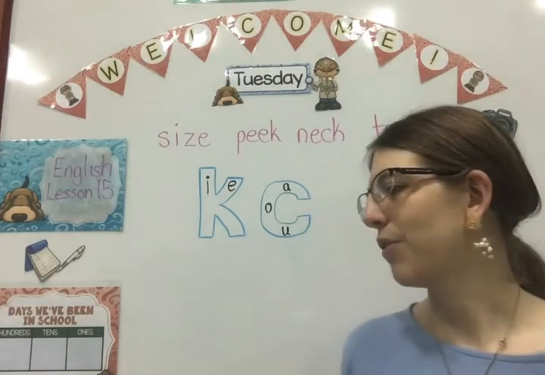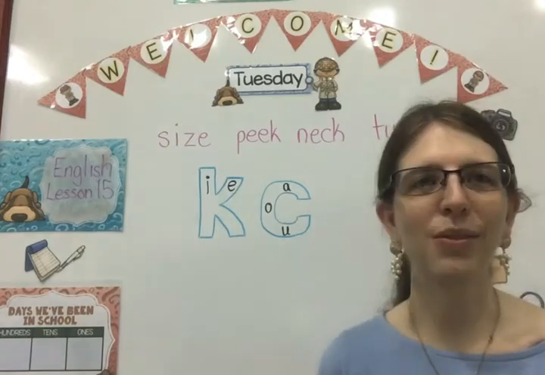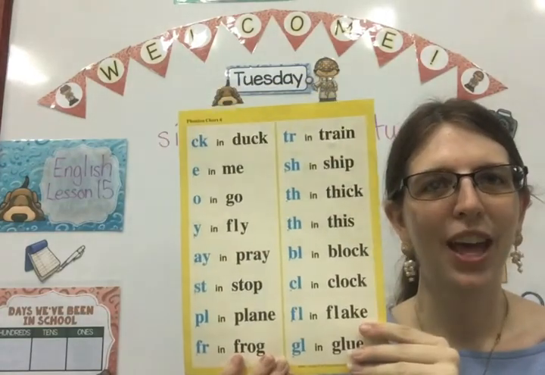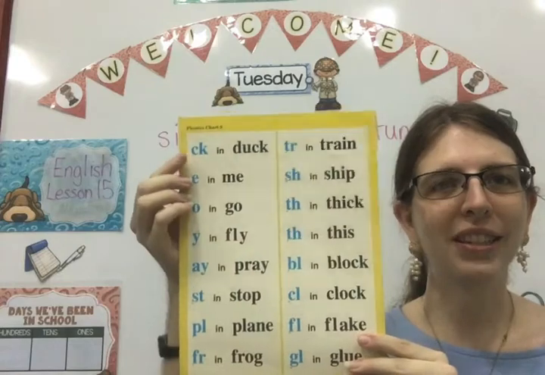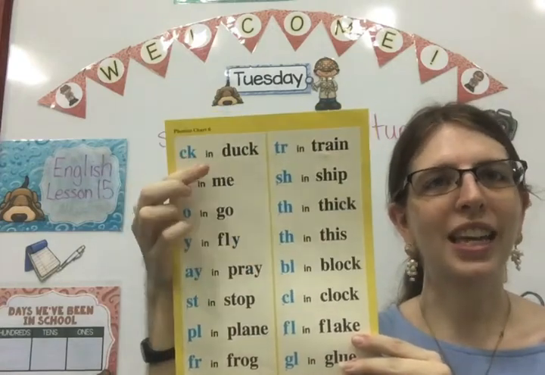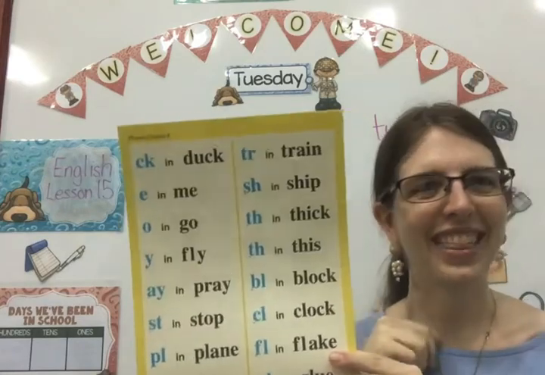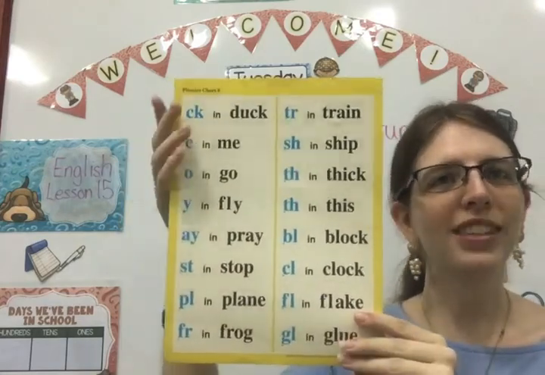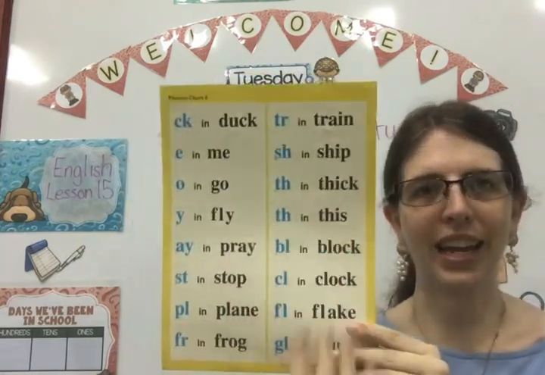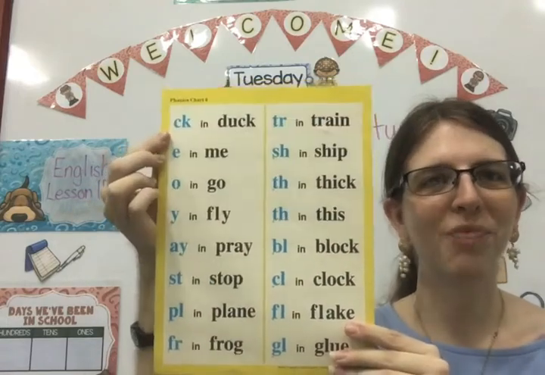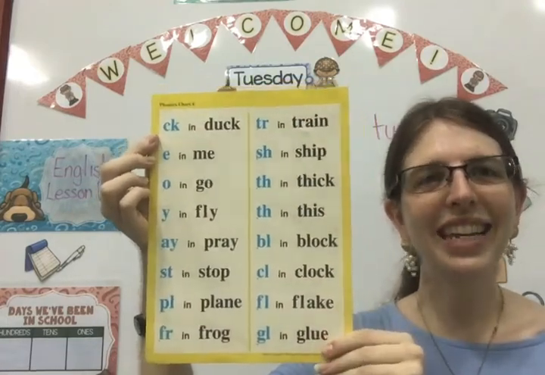Let's start by reviewing our special sounds from chart 6. So remember, this is how we say it. K in duck, C-K, k, k, k. Just like that, okay? So now we're gonna say just this first column today, not the second, just the first one. Here we go. K in duck, C-K, k.